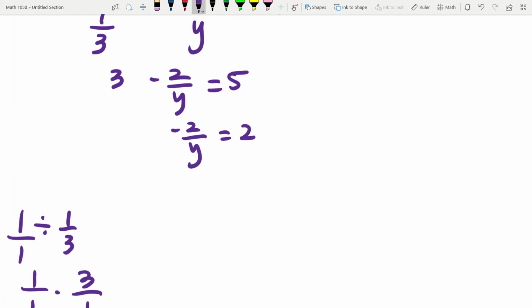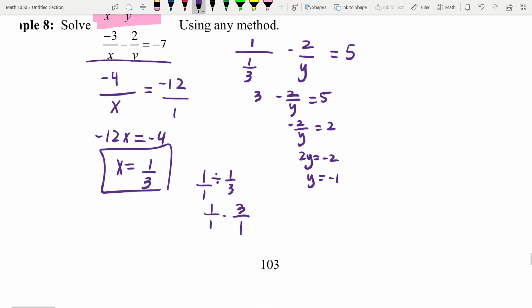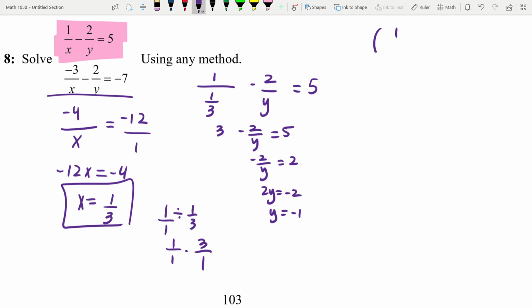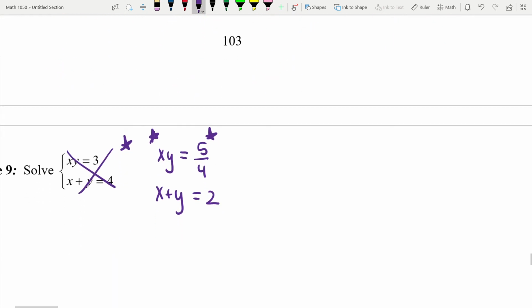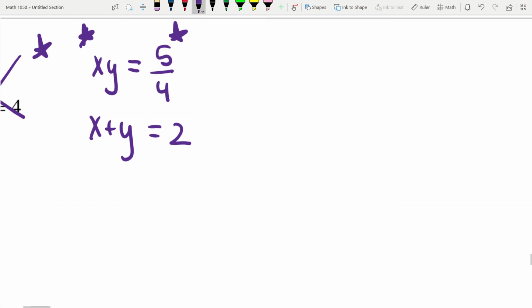I want two words coming out of your mouth right now. What are they? Cross multiply. You get 2y equals negative 2, divide, and you get y equals negative 1. Remember, this is given as a system, so you have to write it as 1/3, comma, negative 1, and you're done. Check it. Check it, check it, check it, please. On your quiz and on your final, check it. Okay? Okay, question 9. After all that, this is what I think you're going to get.